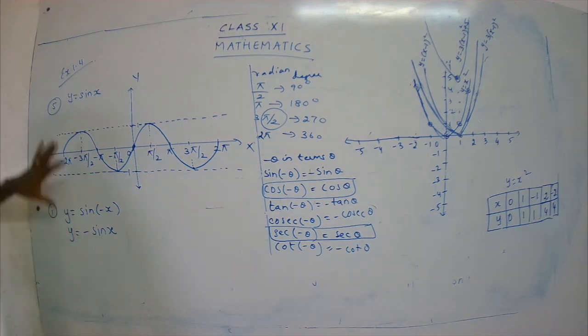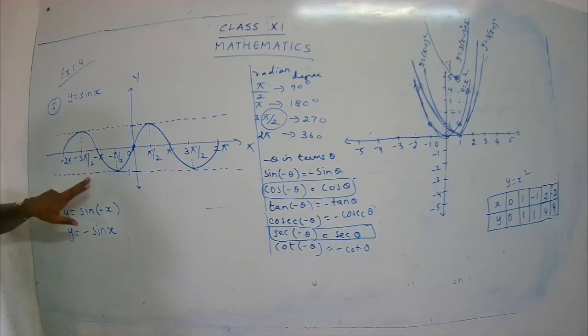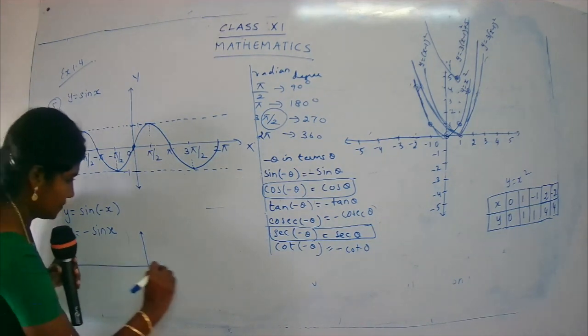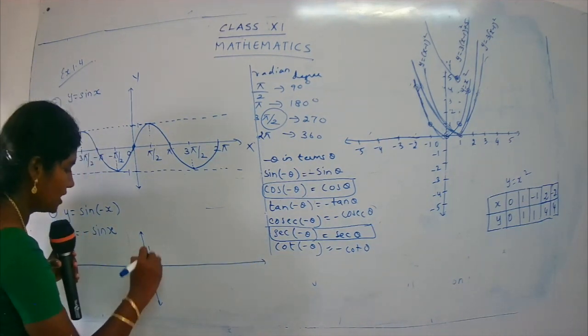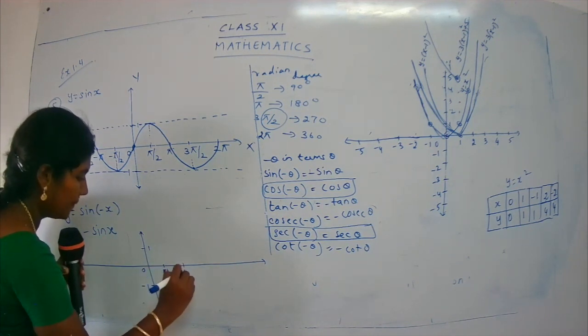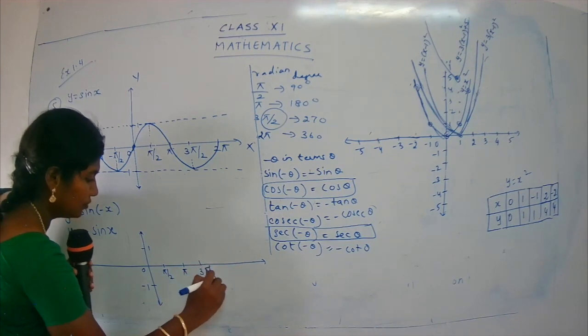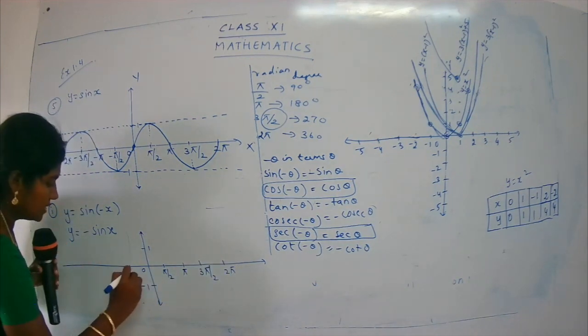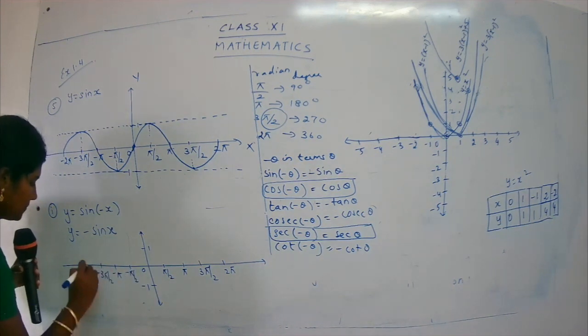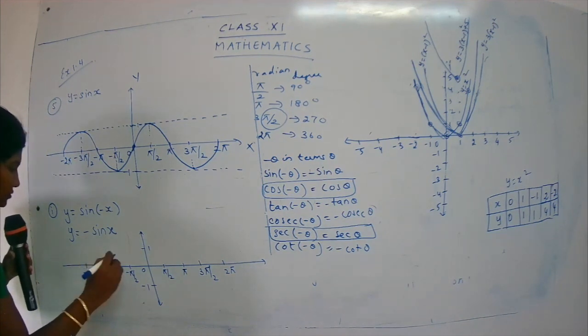The same graph you are going to draw over here. I told you we are just going to draw this graph again 4 times, that is, for every subpart you are going to draw this graph. So this is my 1, this is minus 1, 0, pi by 2, pi, 3 pi by 2, 2 pi, minus pi by 2, minus pi, minus 3 pi by 2, minus 2 pi.